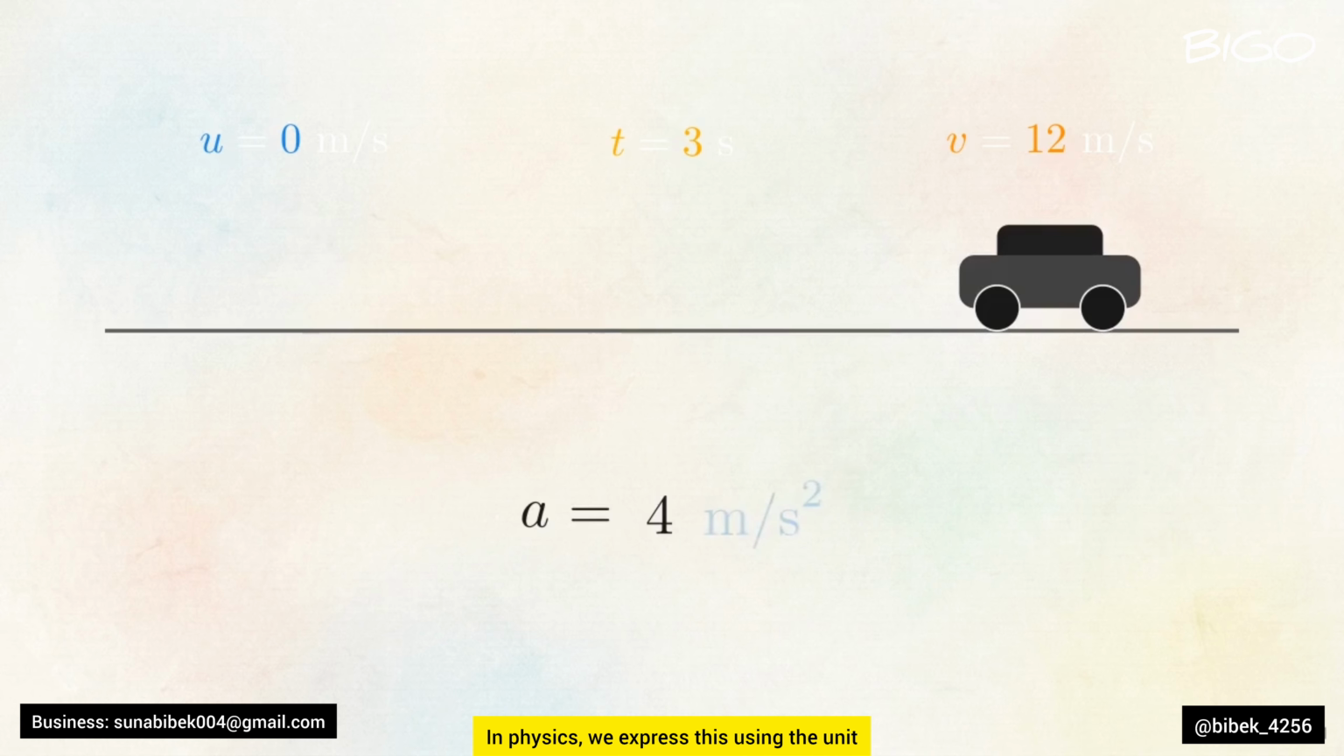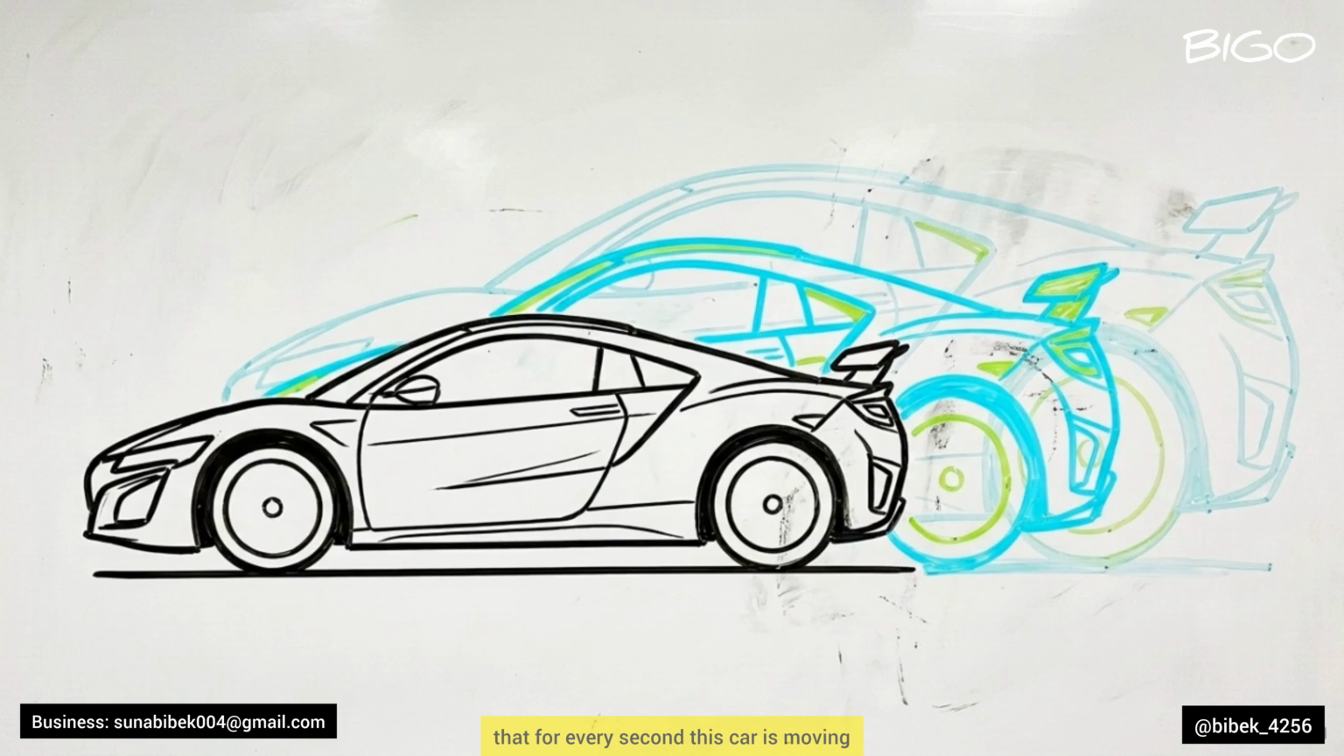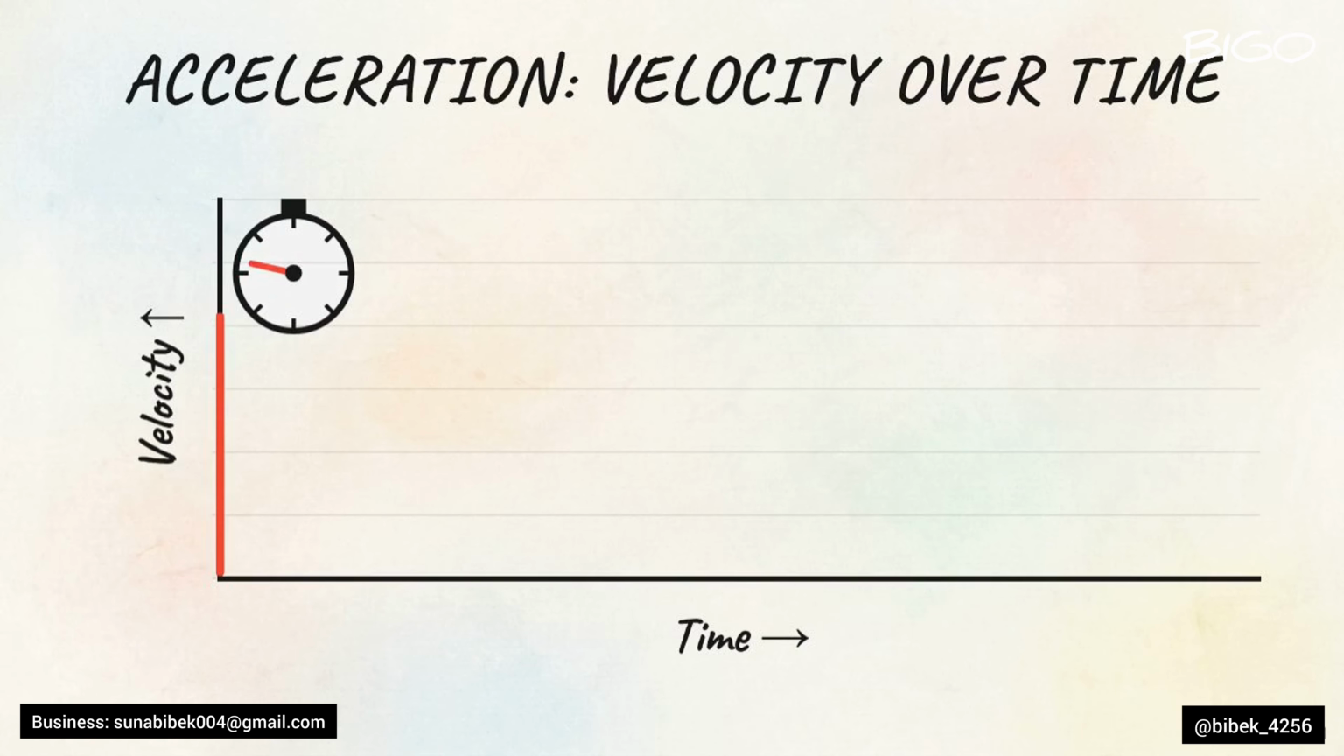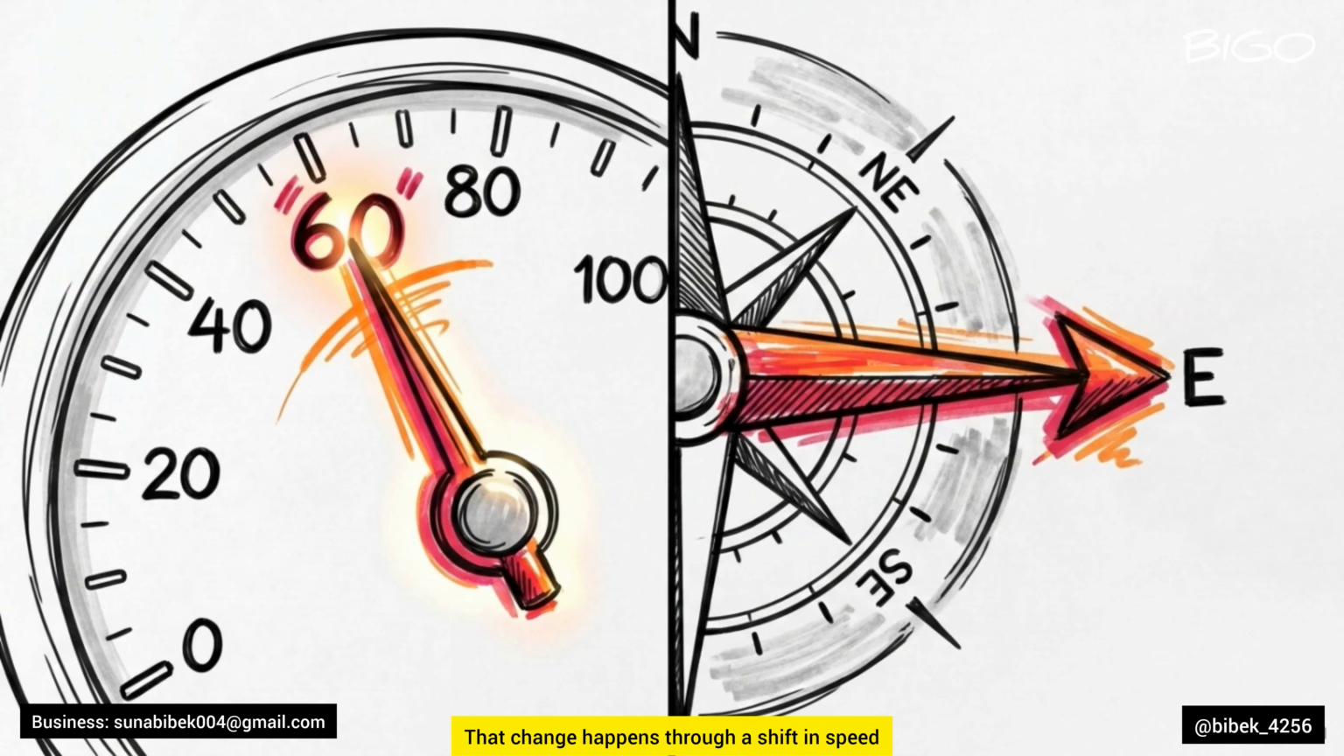In physics, we express this using the unit meters per second squared. This number means that for every second this car is moving, its velocity increases by 4 meters per second. To summarize, acceleration is the measurement of changing velocity over time. That change happens through a shift in speed, a shift in direction, or both.